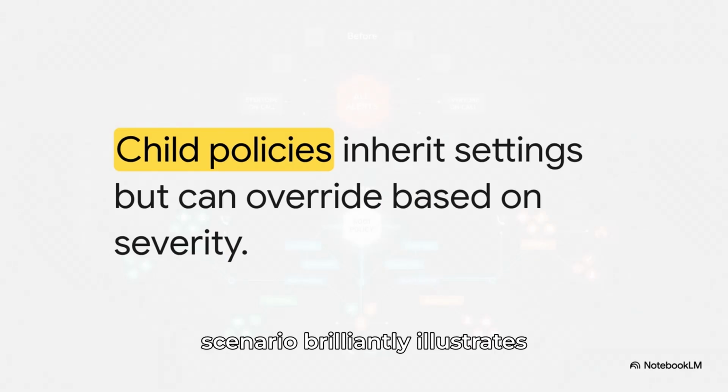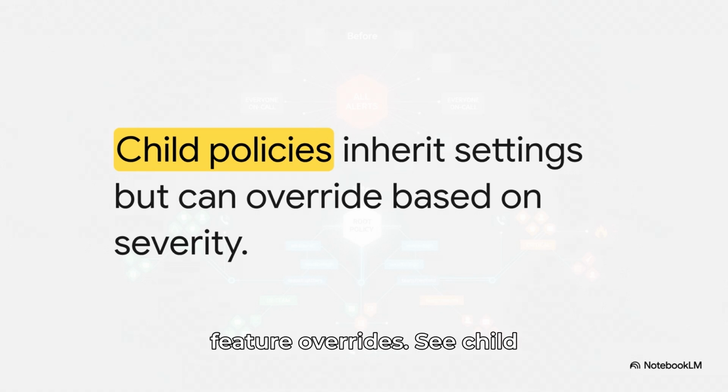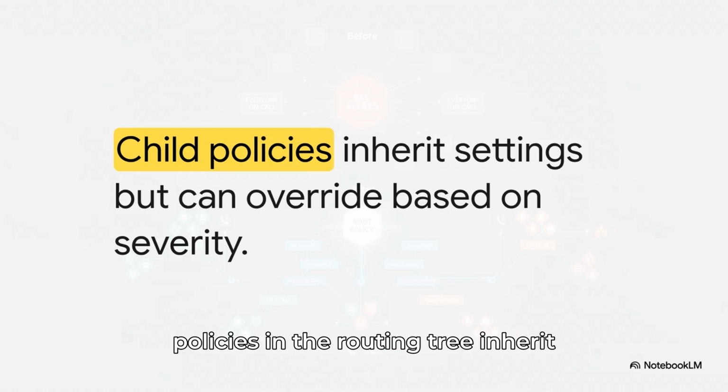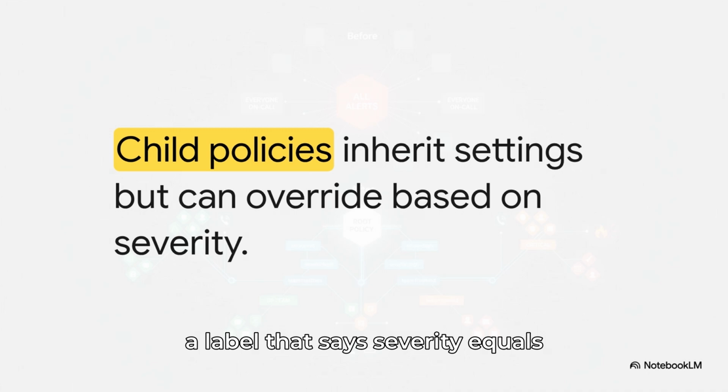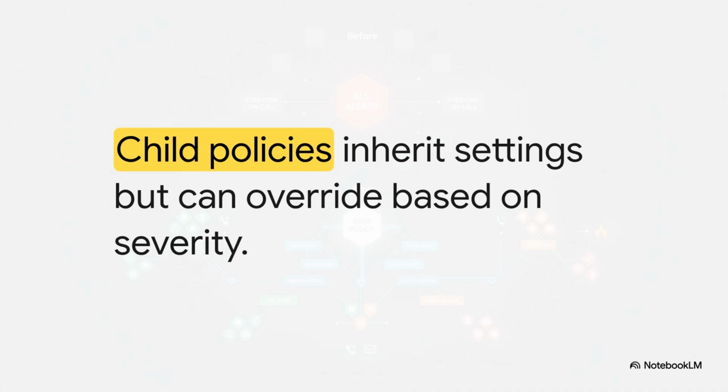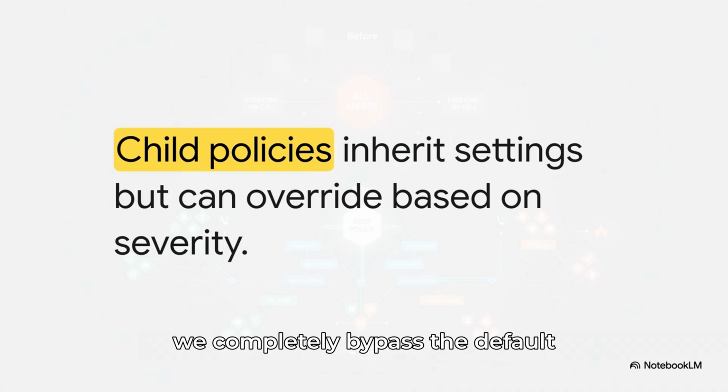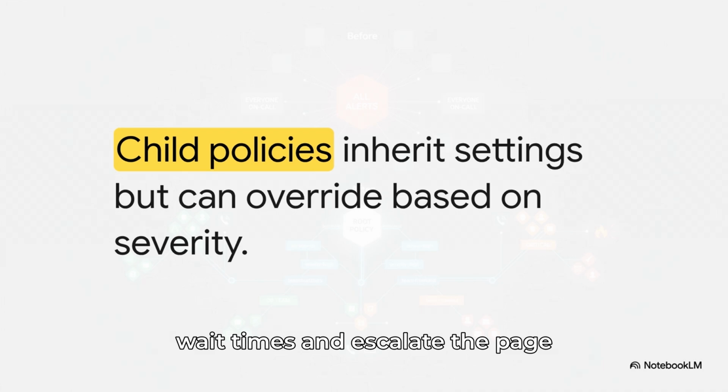And this scenario brilliantly illustrates another super powerful feature: overrides. See, child policies in the routing tree inherit the settings from their parents, but they don't actually have to keep them. Let's say that payment API error also has a label that says severity equals critical. Well, we can configure that specific child policy to override the default grouping delay. What does that mean? It means during a critical payment outage, we completely bypass the default wait times and escalate the page without a single second of hesitation.